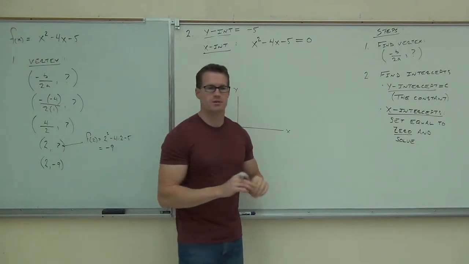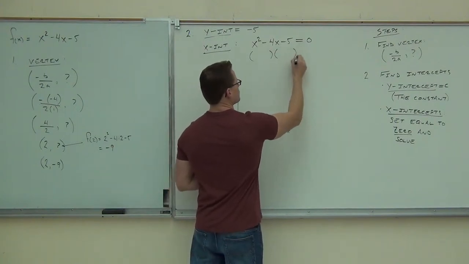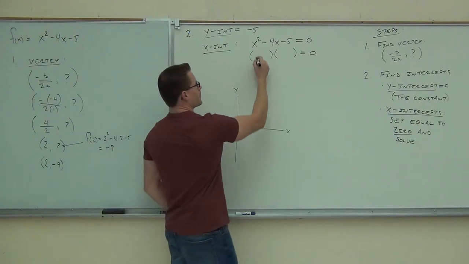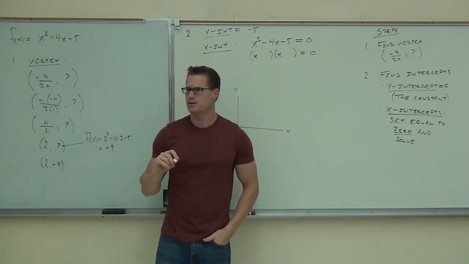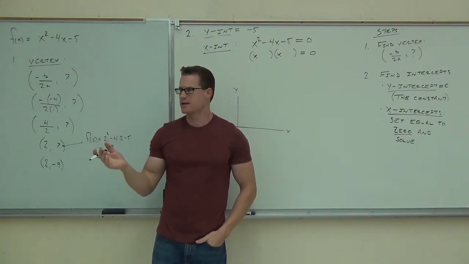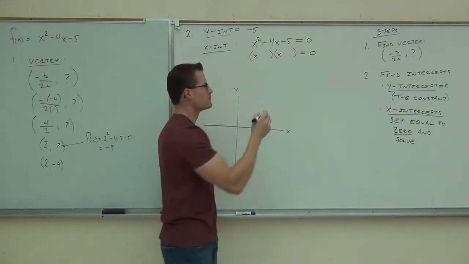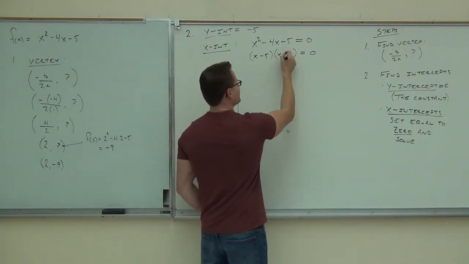Let's see if we can factor it. Of course, we'll do a diagonal problem. We'll spend 10 seconds trying to do that. Were you able to factor it? I'm getting like minus 5 minus 1. I'm sorry, minus 5 plus 1. Good thing I'm not getting the other one, right? That'd be wrong.